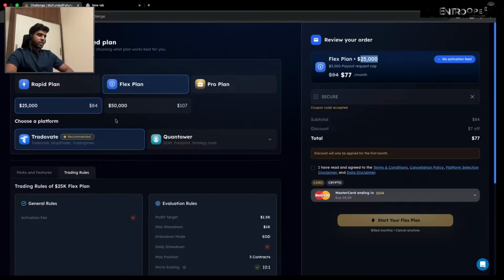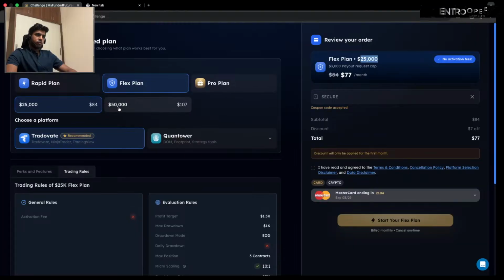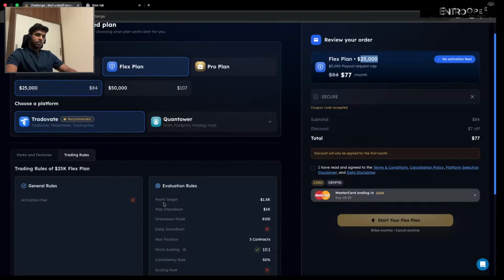Now I'll quickly explain all the rules for passing the eval and not letting your account get breached. I will tell you the important things that you have to follow. The Flex plan has 25K and 50K, like I told you. For 25K, the profit target that you have to achieve is 1.5K.